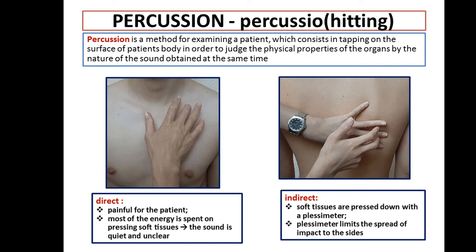There are two types of percussion, direct and indirect. Direct percussion we mostly use for percussion of bones, for example, the skull. Direct percussion has some drawbacks, like being painful for the patient. Most of the energy is spent on pressing soft tissues. The sound is quiet and unclear, whereas in indirect percussion soft tissues are pressed down with the plessimeter. The plessimeter limits the spread of impact to the sides and also gives us a very clear sound which originates in different organs. Indirect percussion we use more often than direct percussion.